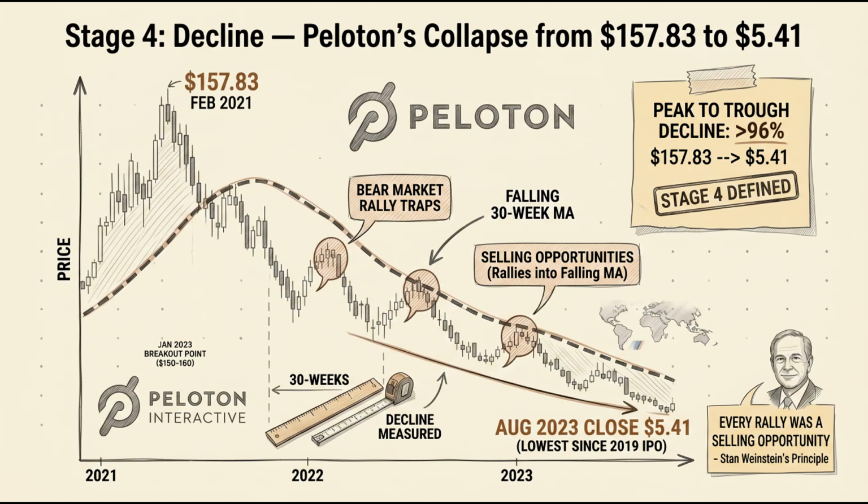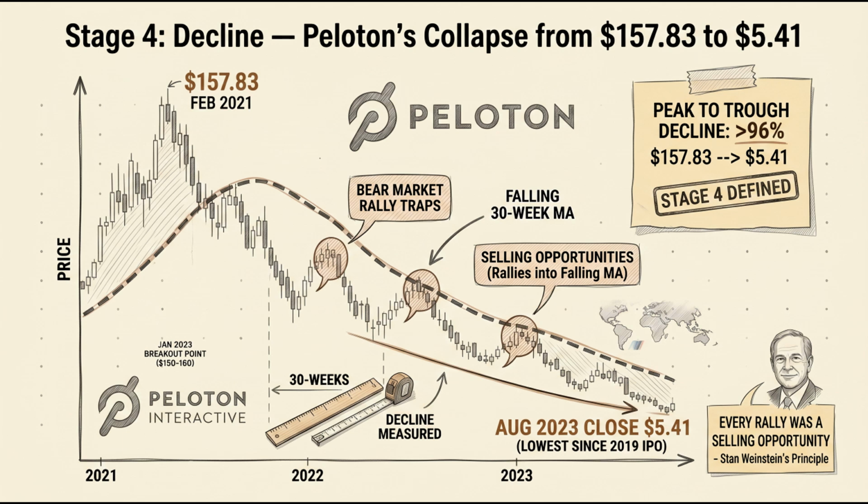Peloton Interactive demonstrates the devastating cost of holding through Stage 4. The stock peaked at $157.83 in February 2021. By August 2023, Peloton closed at $5.41, its lowest price since the 2019 initial public offering. That represents a decline of more than 96% from peak to trough.